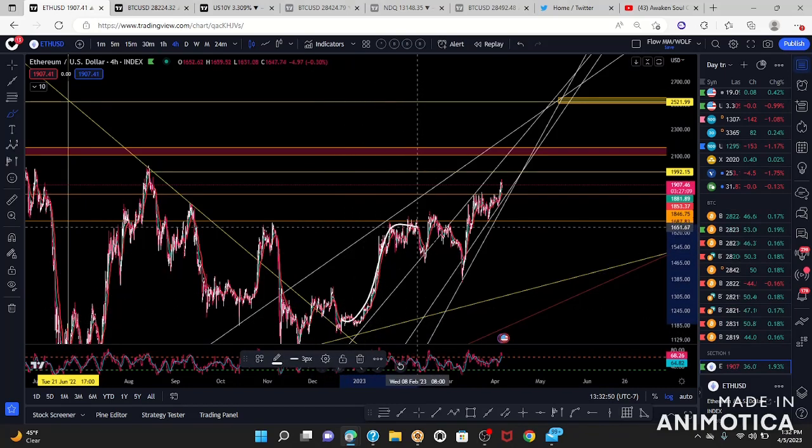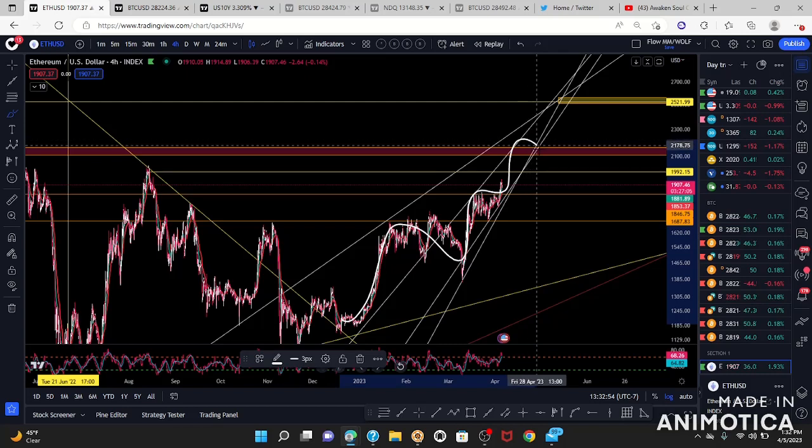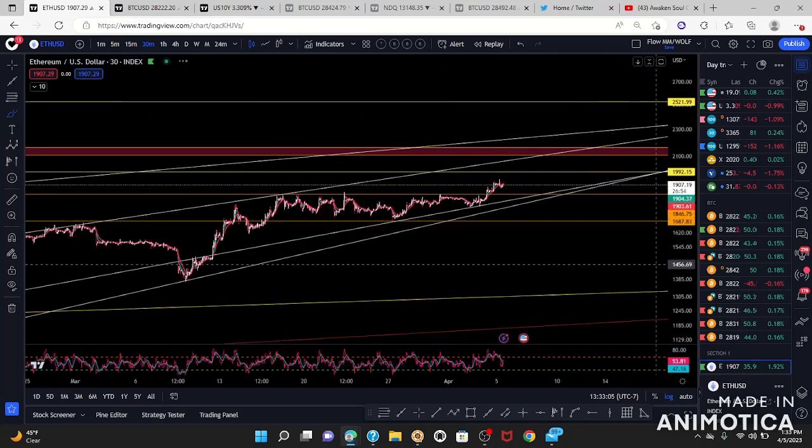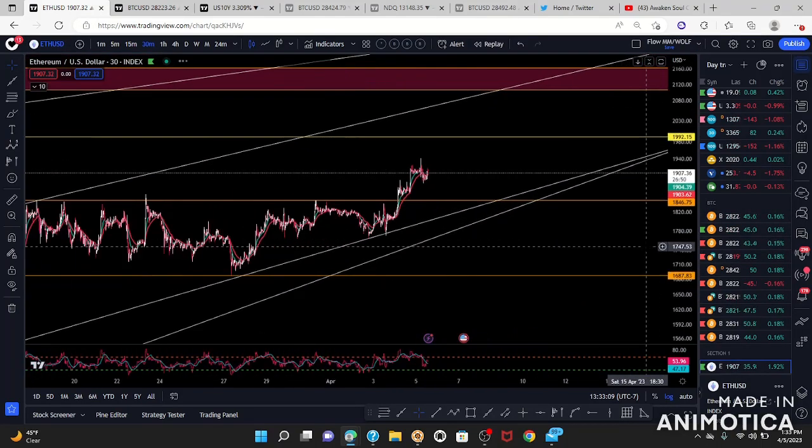So see, we have a 1 and a 2. So maybe we could come back for the third one and then roll over. Rising wedges tend to break to the downside, but that's just a possibility, right? As a trader, as a technical analyst, you're using patterns. You're trying to find out what is the next possibility.